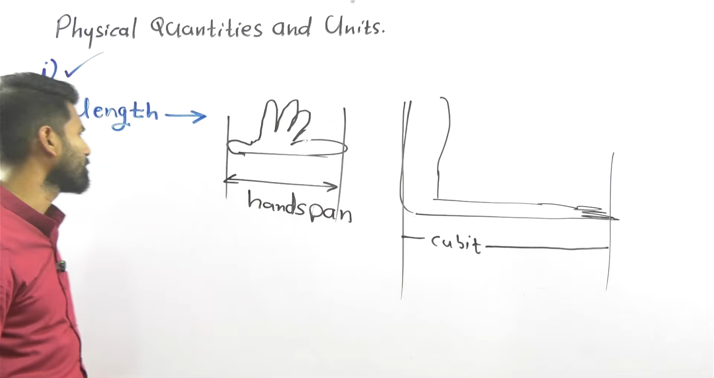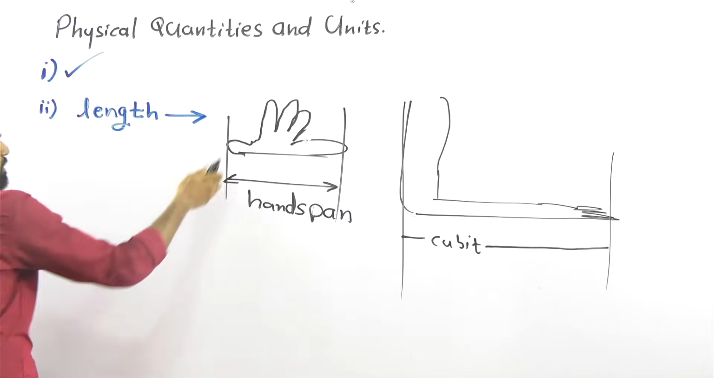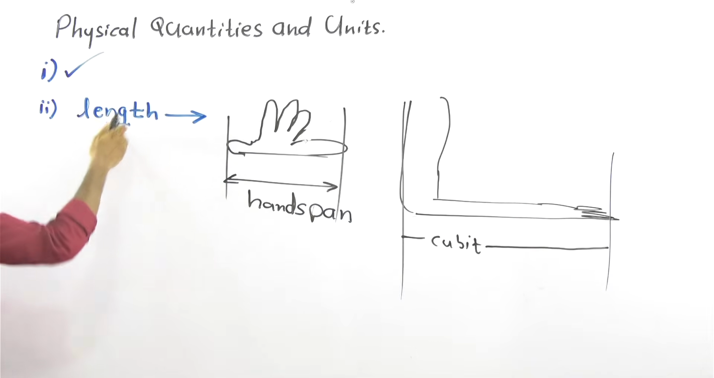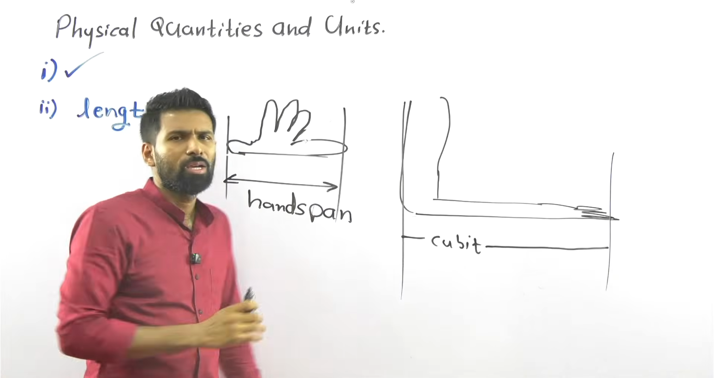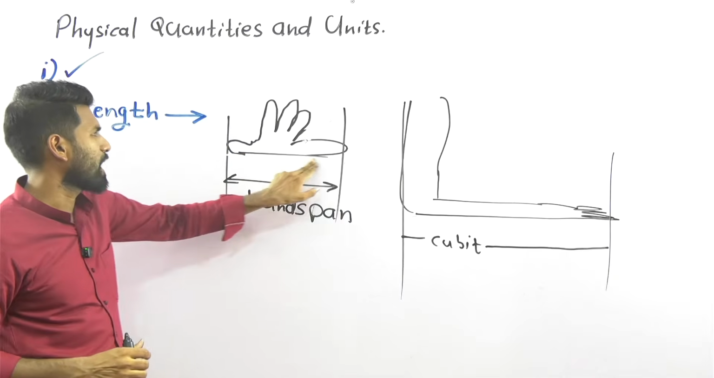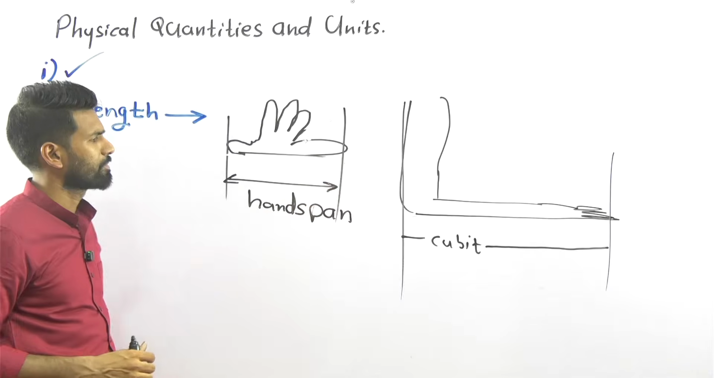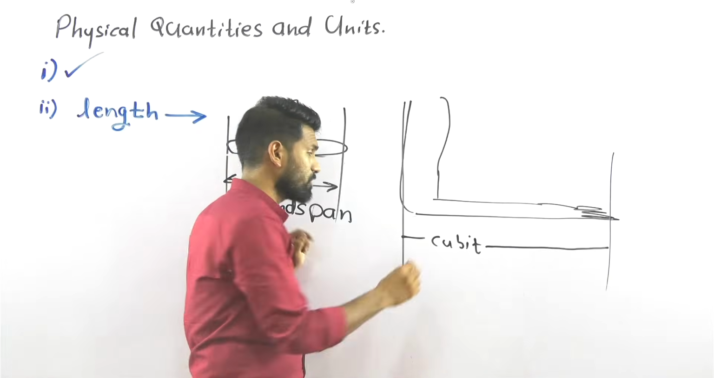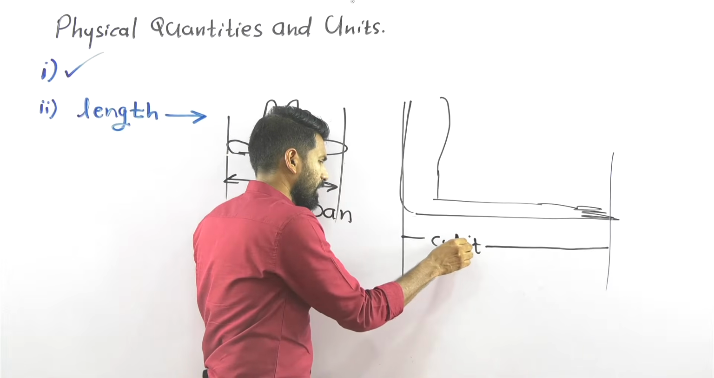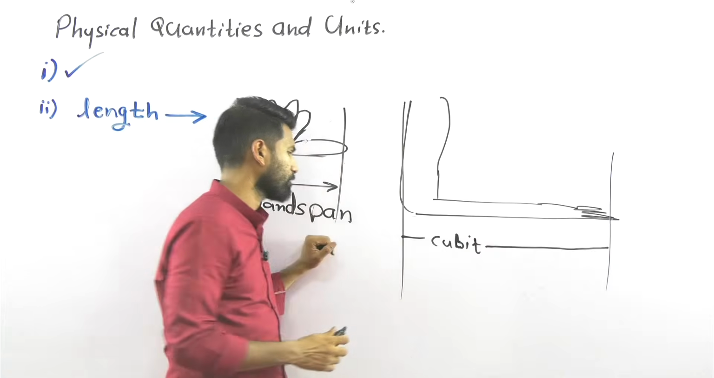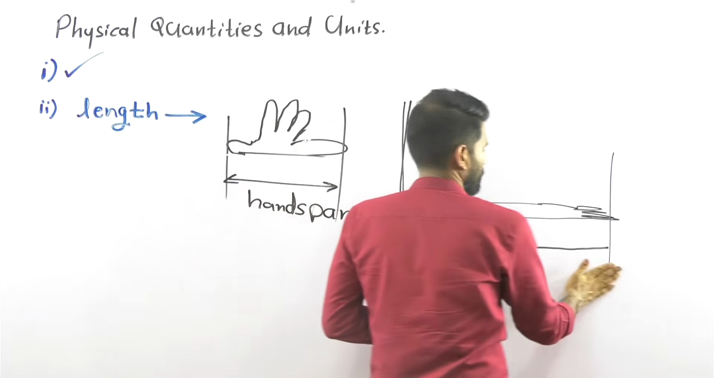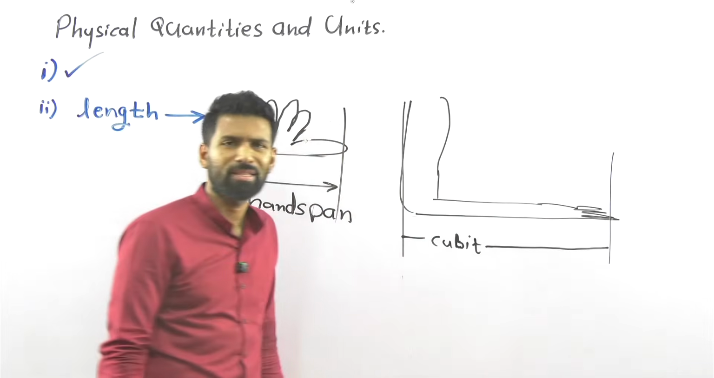Okay, let's draw them to measure length. In the same Roman number, let's draw them to measure length. We use handspan. Then the cubit. You need these words. Cubit. Remember these words. I'm not saying that these will come to the exam.